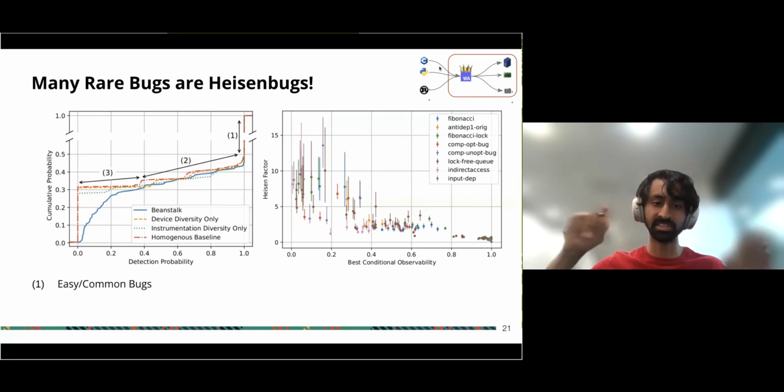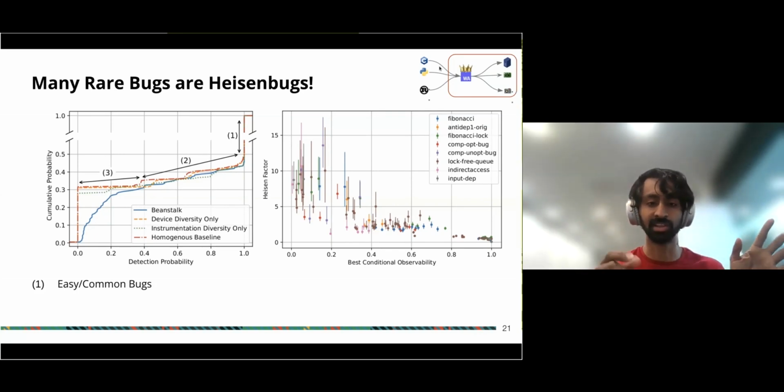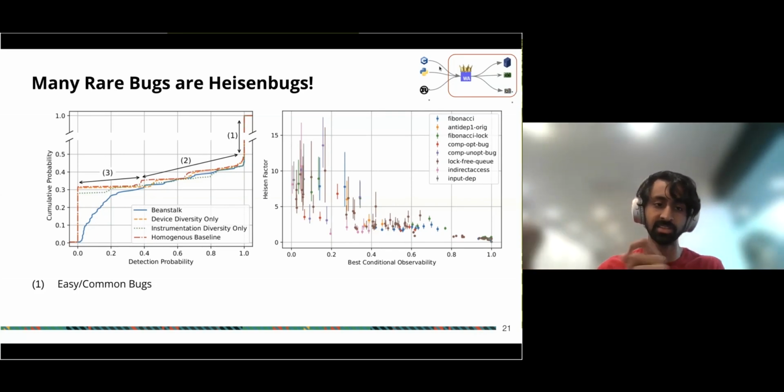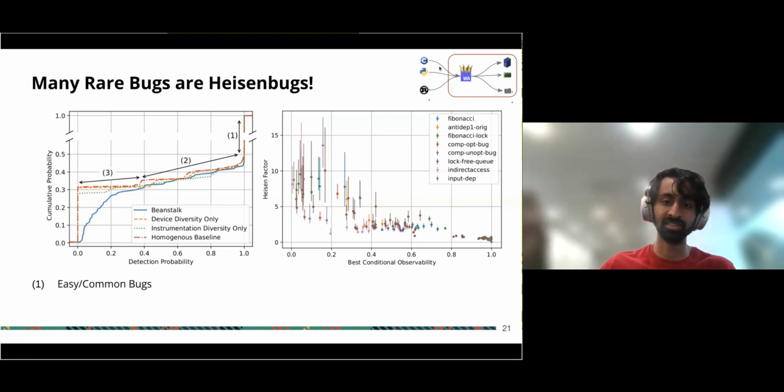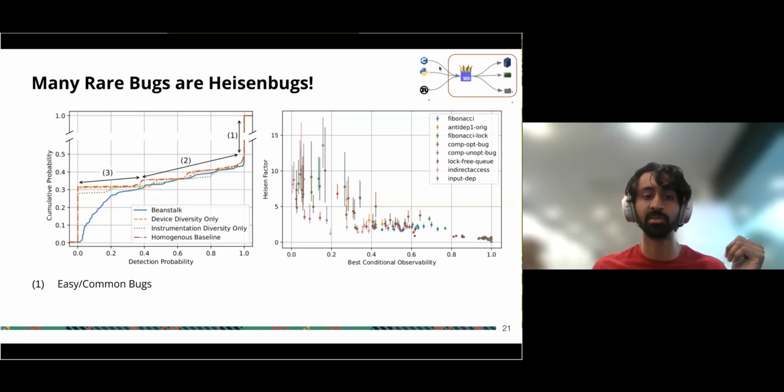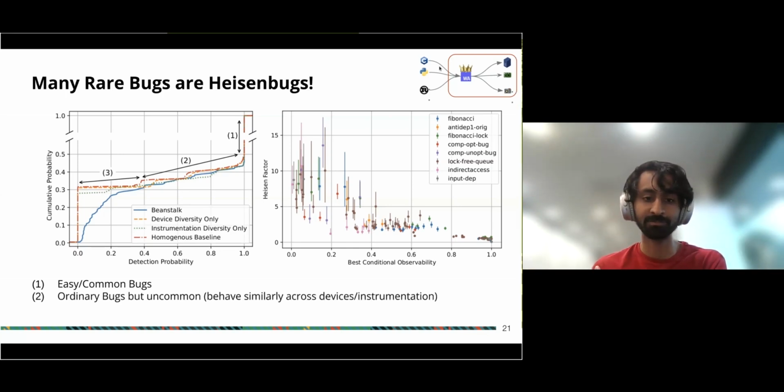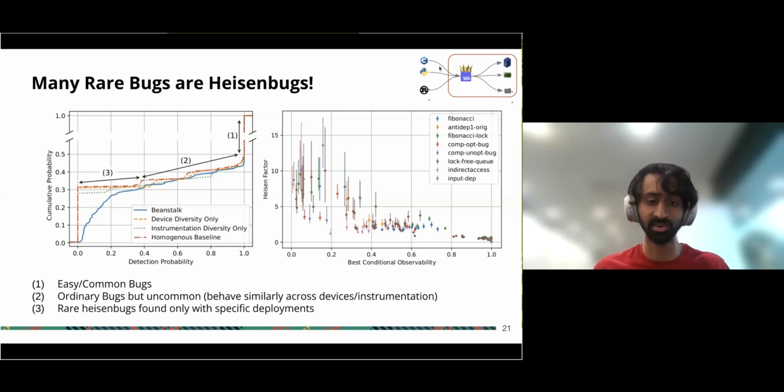So we see these three areas on the graph on the left, on our probability of detection. The first is easy and common bugs that you will always see, with a detection probability of 1. The ones in the middle are uncommon, but mostly ordinary, because they behave similarly as you change either instrumentation or device.